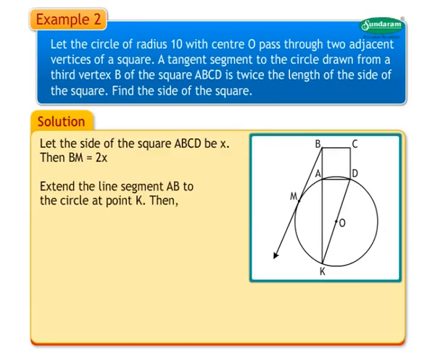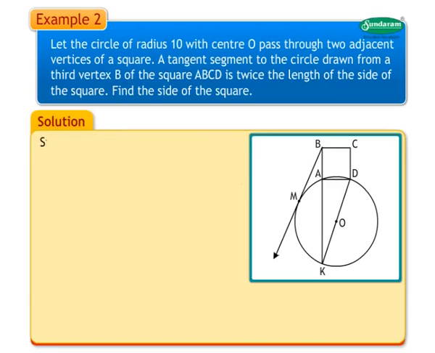Extend the line segment AB to intersect the circle at point K. Then BK into AB is equal to BM square. BK into x is equal to 2x square. BK is equal to 4x. Hence, AK is equal to 3x. Since angle KAD is equal to 90 degrees, KD is a diameter of the circle.